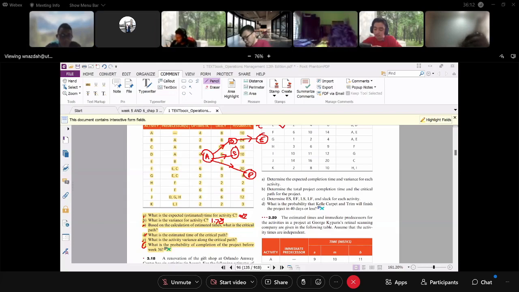Muhammad Faiz dah siap network diagram dia. Boleh saya tengok? Tadi dah share. Eh? Okay, bagus. Arif. K I H G. Okay, E F G. Okay, betul. Arif punya betul. Rushaidi betul.